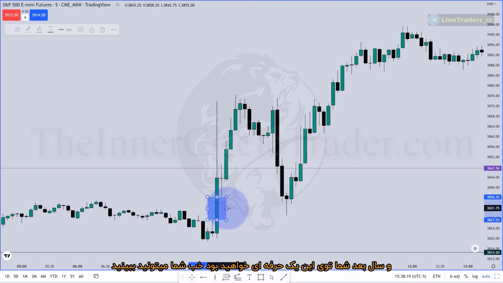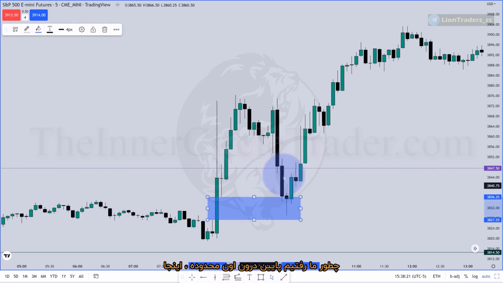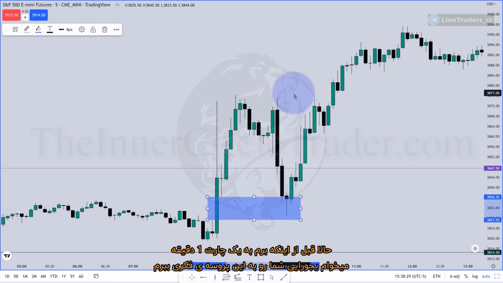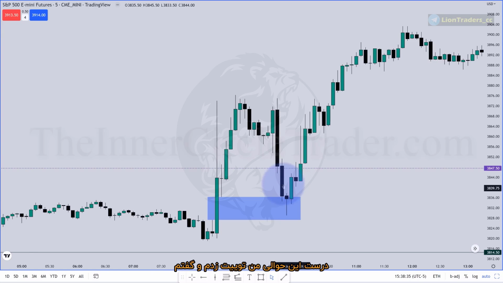So you can see how we went down into that area here, dipped into it, and then turned around and attacked these relative equal highs. Now, before I drop down into the 1 minute chart, I wanted to take you through this thought process. Right about in here, I tweeted and said, note 3814.